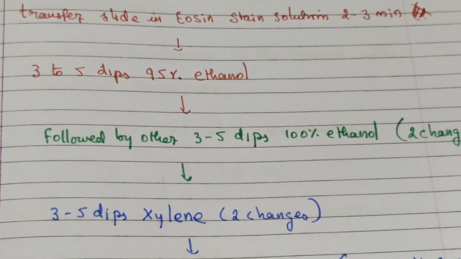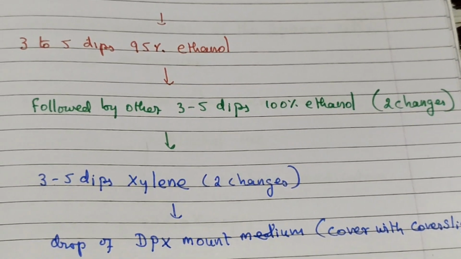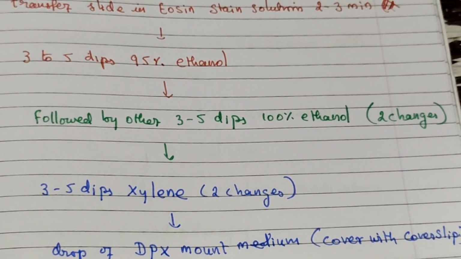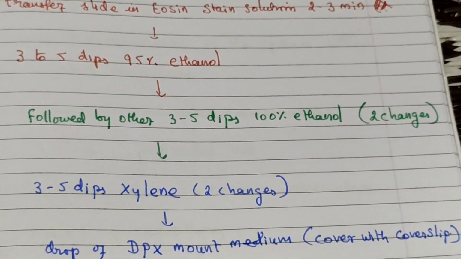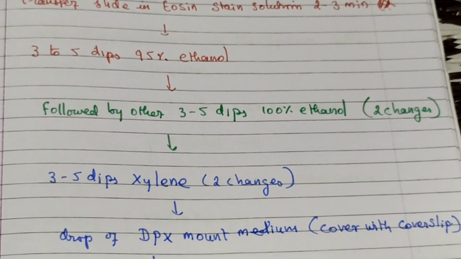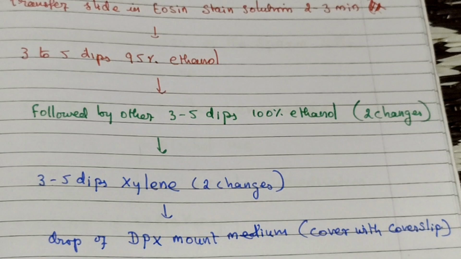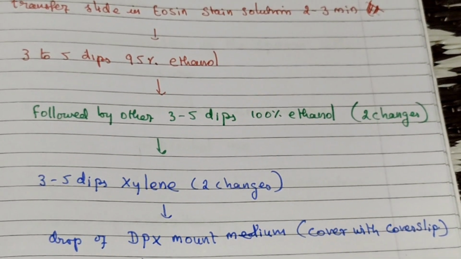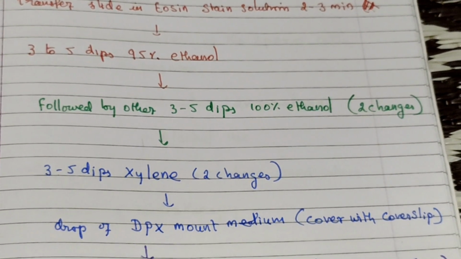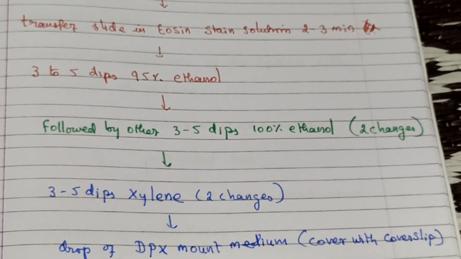Then give the slide 3 to 5 dips in 95 percent ethanol, followed by another 3 to 5 dips in absolute ethanol with 2 changes, then 3 to 5 dips in xylene with 2 changes. Add a drop of mounting medium such as TPX to dehydrate and clear the smear. Cover it with a cover slip. Allow the slide to air dry overnight and observe under oil immersion of the microscope.